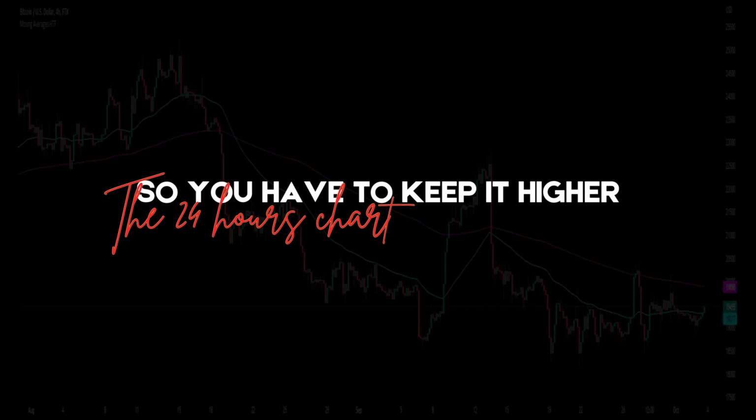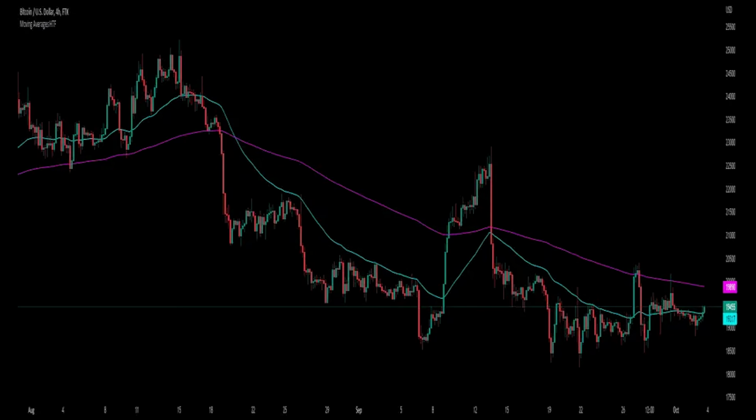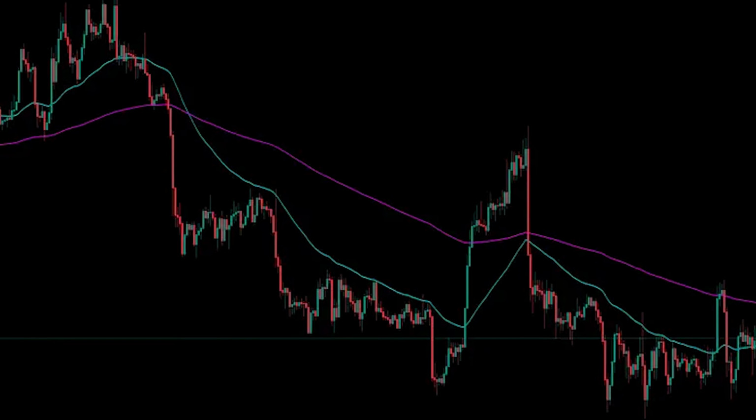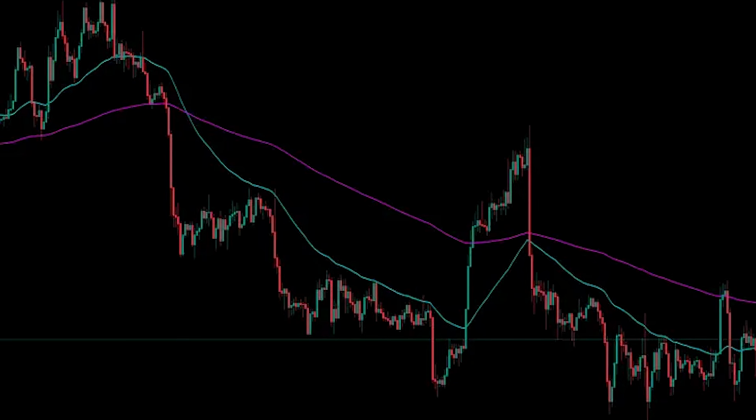The 24 hours chart is the sweet spot. It smooths out all the random price movements and gives you crossovers that actually mean something. When you see a crossover on the daily chart, it represents days of price action coming together to signal a momentum shift.